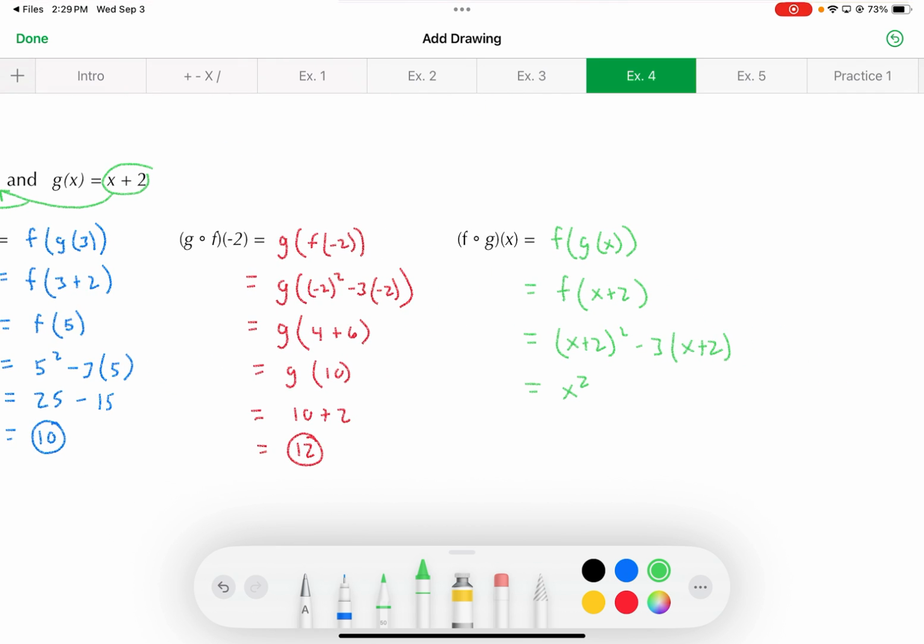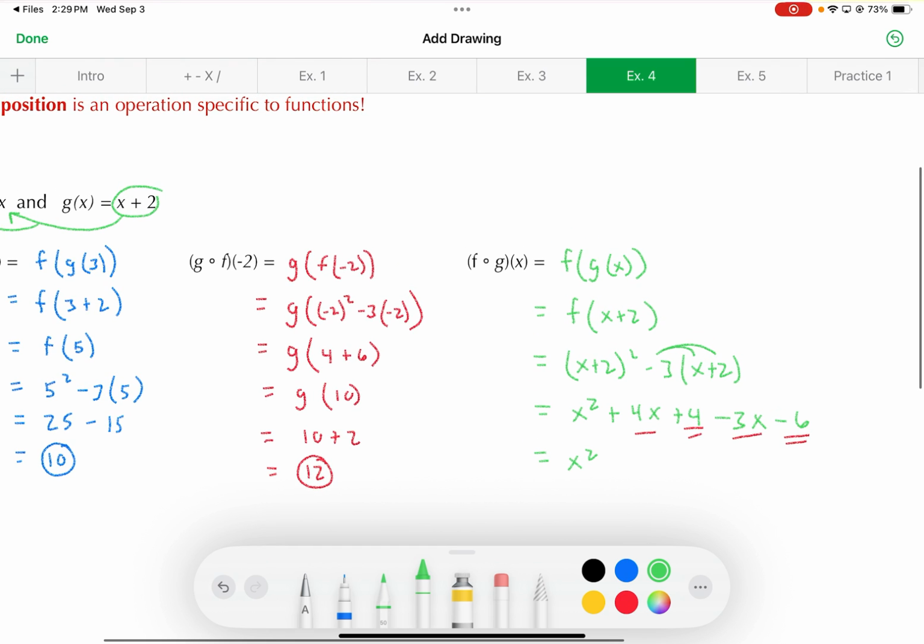Okay, that's going to give you a trinomial, x squared plus 4x plus 4. Then we distribute minus 3x minus 6. Combine your like terms. X squared plus x minus 2 is our final result.